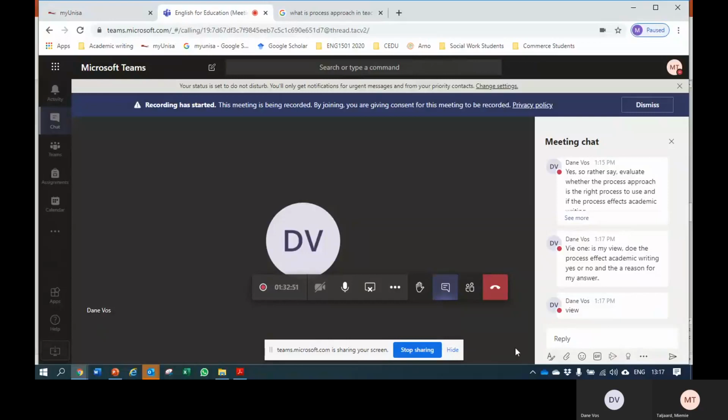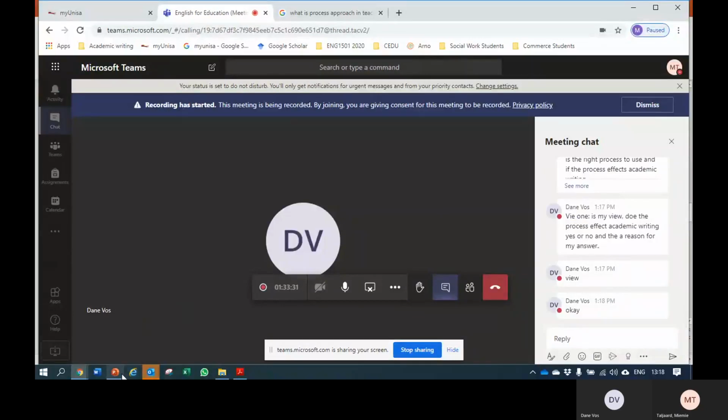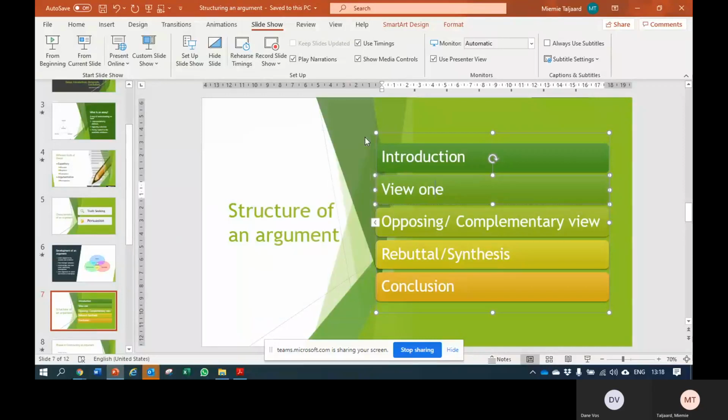Okay, in view 1, you are going to speak about the advantages of the process approach. Remember, you are going to give an example, explain, and give a link at the end. Remember that exercise we did previously. Then, if we go back to that structure, you have a view in which you say that you agree and the reasons for it. What are you going to do in this part?